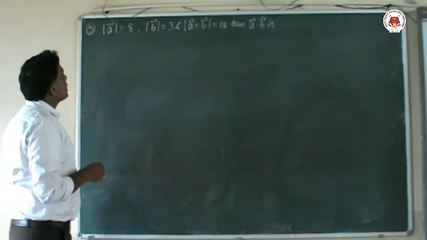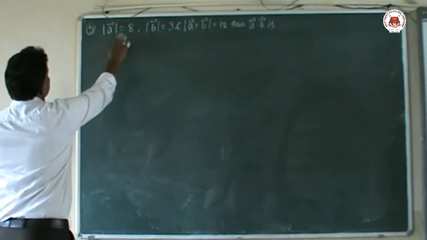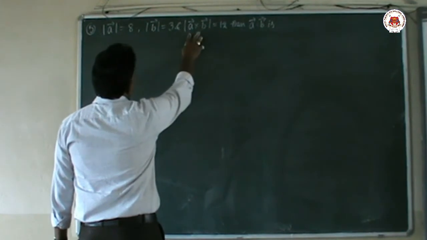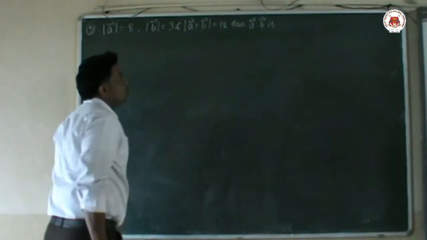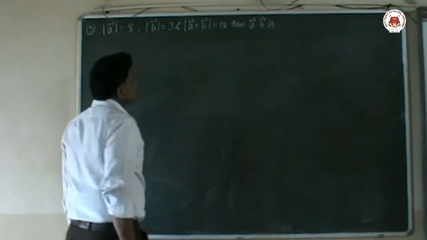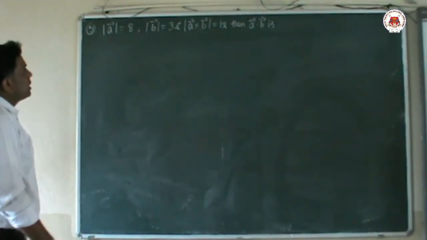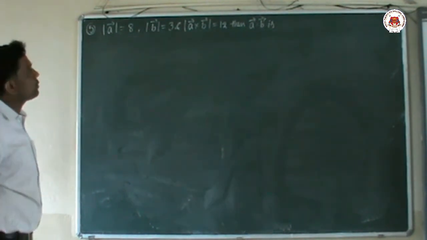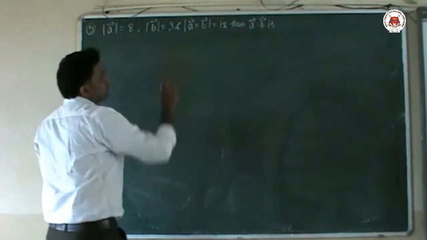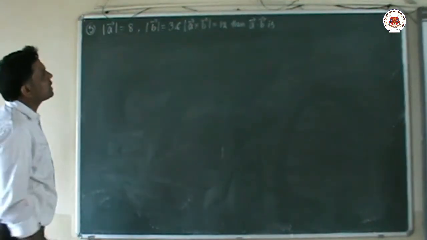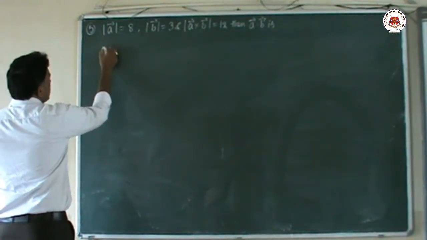The next question is: mod of vector A equals 8, mod of vector B equals 3, and mod of A cross B equals 12. Then A dot B is? This is the next question, the fifth question. So the mod of A cross B and the magnitudes are given, and he is asking for the dot product. So there is a relation between the cross product and dot product. What is the relation?